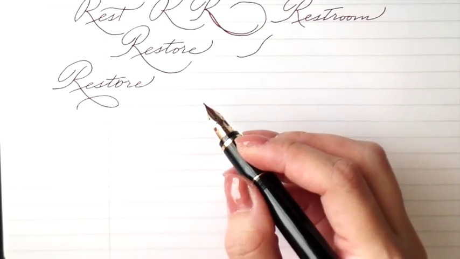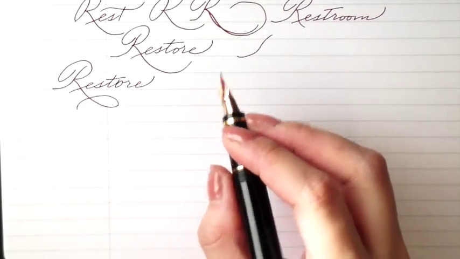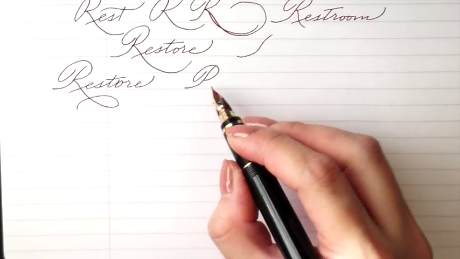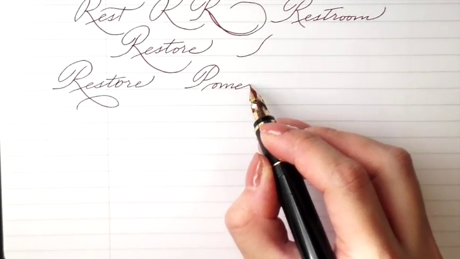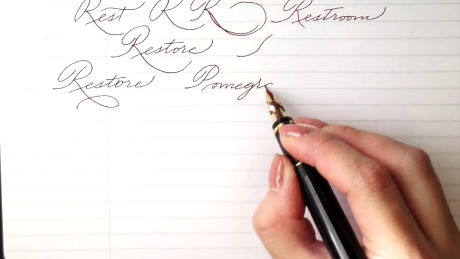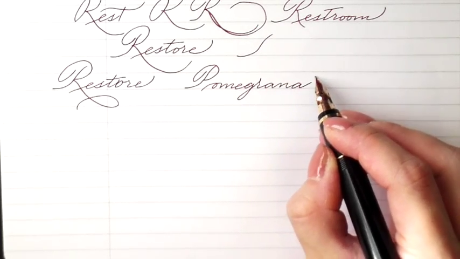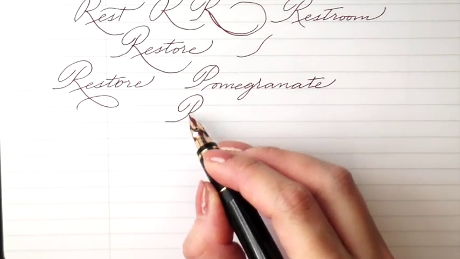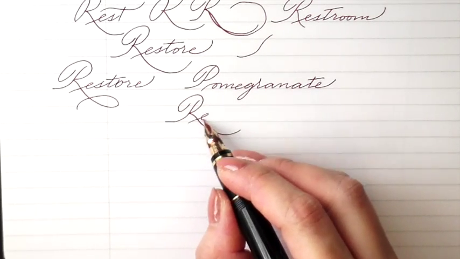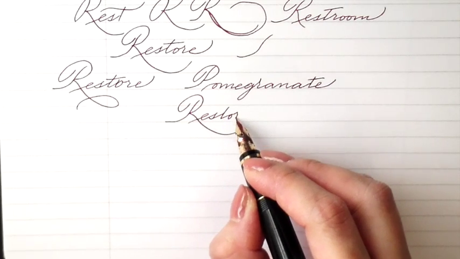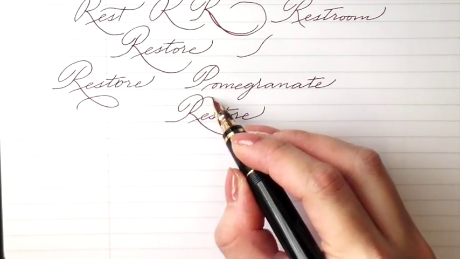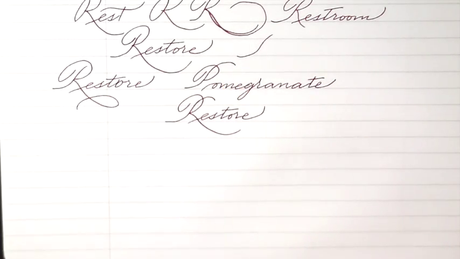Okay, so now write pomegranate and restore. See if you get the difference between the two. You see how it's similar? Okay.